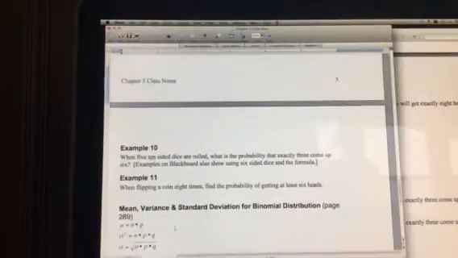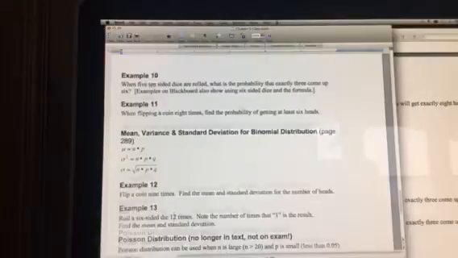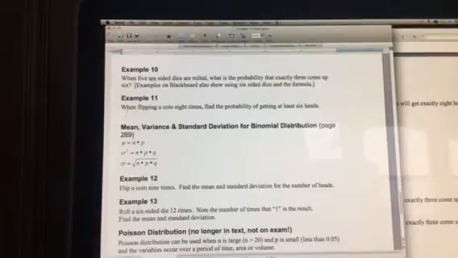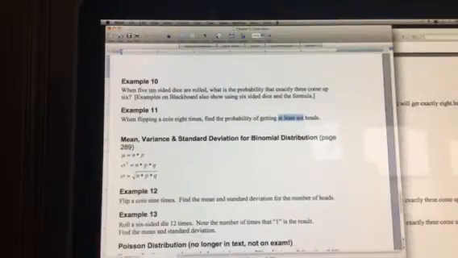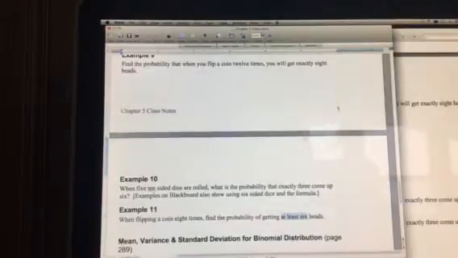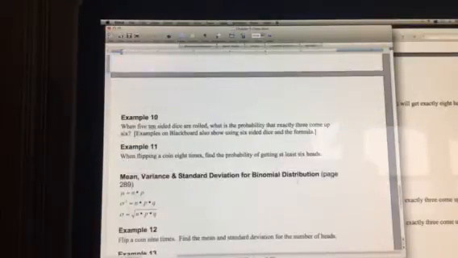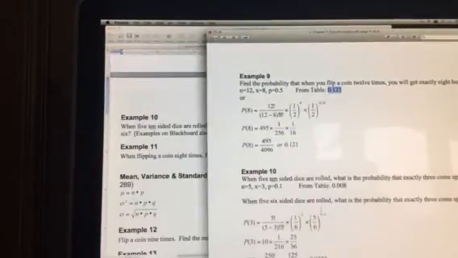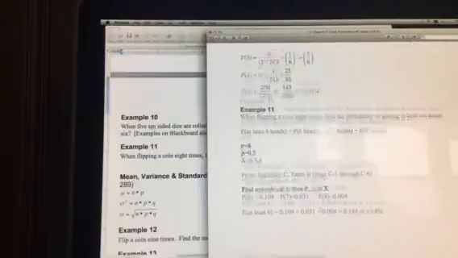Example 11 is similar, but a little bit extended. Okay, we're flipping a coin again. When flipping a coin 8 times, find the probability of getting at least 6 heads. Okay, so the difference here is that at least phrase. In example 9, we were looking for exactly 8 heads. Example 11, we're looking at least 6 heads.